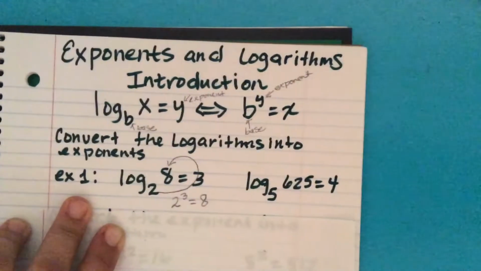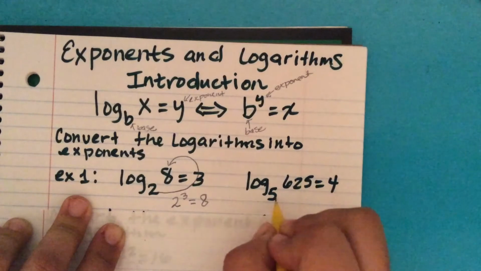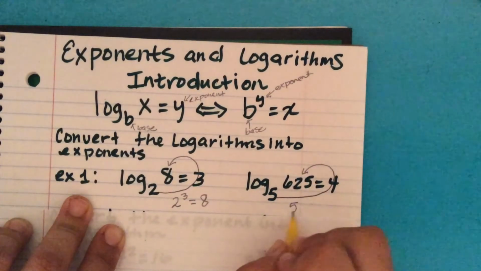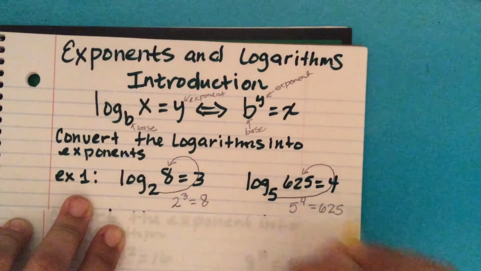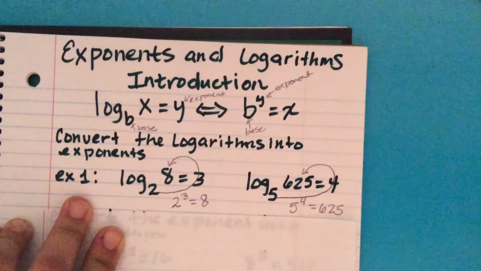Okay? And then you have log base 5 of 625 is equal to 4. So we're just going to do our never-ending circle. So this is 5 to the 4th is equal to 625. You can check it. 5 to the 4th is equal to 625. Okay.